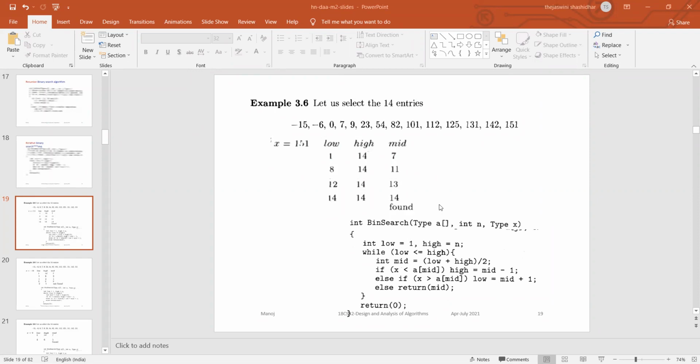Have you understood this particular example? That means you keep on checking only toward the last element. If you are going with the last element, high remains the same, but low keeps on changing. Have you understood? Respond in the chat box. Shall I go with the next example?